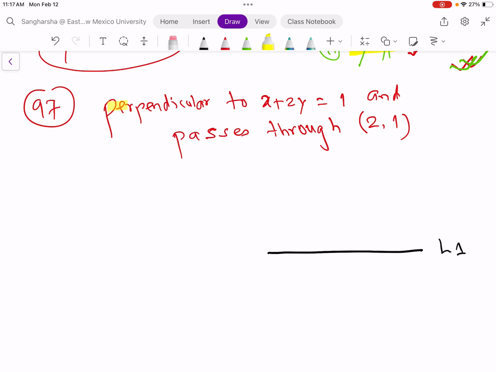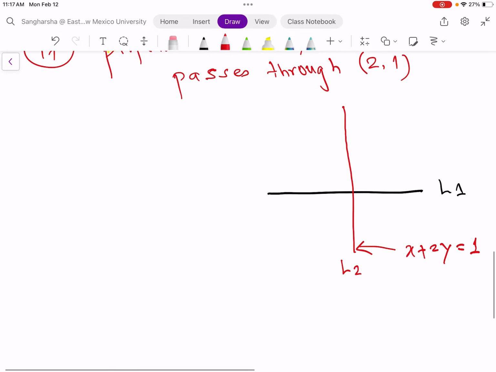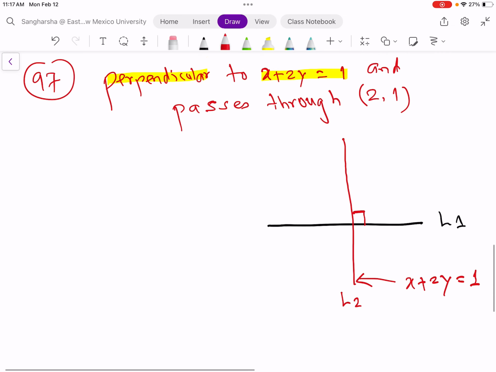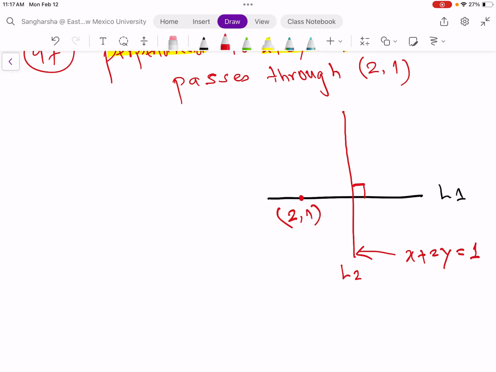We know line 1 is perpendicular to x plus 2y equals 1. So let's draw a perpendicular line, line 2, and the equation of this line is given to us: x plus 2y equals 1. These two are perpendicular to each other, and our line 1 passes through the point 2, 1. So let's say we have a point here on line 1 which is 2, 1. We need to find the equation of line 1, which is perpendicular to line 2 and passes through the point 2, 1.